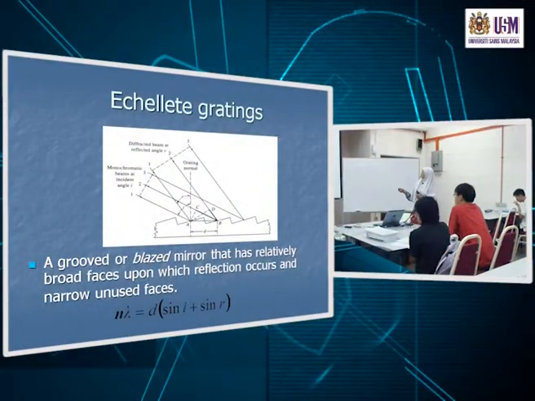And in the Echelette grating, the incident light falls on the broad surface. So on this grating surface, we have a broad surface and a steeper surface. For the Echelette, the incident radiation falls on the broader surface. Compared to the Echelle, E-C-H-E-L-L-E, which will be looked at later on, the narrower, steeper side is used, where the incident radiation will fall on the steeper side of the grating surface.